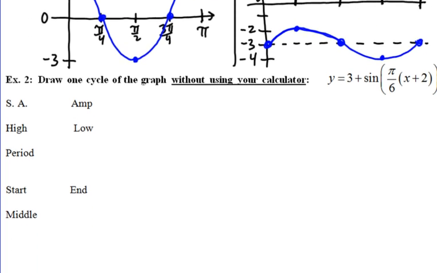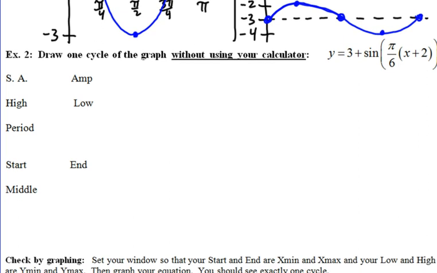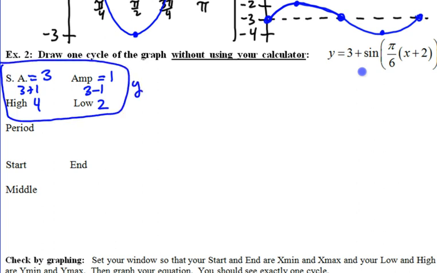Now this last example we're going to do involves all 4 parameters. We have a sinusoidal axis, amplitude, this affects the period, and then our phase displacement. So I like to always start with the numbers outside the function, which would be 3, and then the 1 here, the coefficient of the sine value is 1. So our sinusoidal axis is 3 and the amplitude is 1, which means my high point is going to be at 4 and my low point is going to be at 2. So these are all the characteristics in the y direction that I need to know.